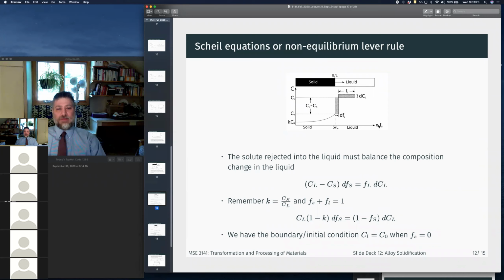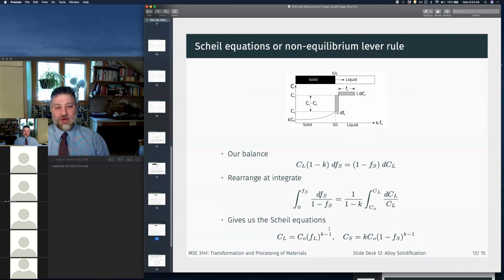Right? So if I have a bar that's 1 meter long, when I've frozen out 25 centimeters, my FS is 0.25 and my FL is 0.75. All right. So this is a really, really useful set of equations.